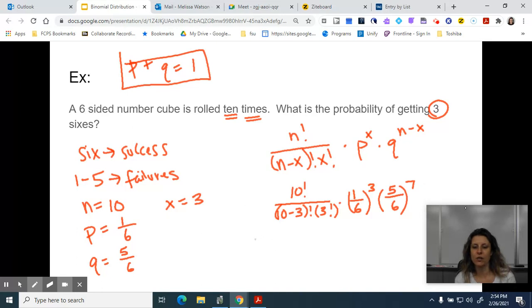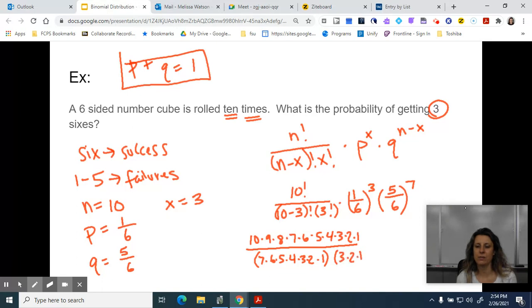Okay, if we go ahead and show the work here, 10 factorial, we're going to be multiplying those numbers all the way down to 1. Ten minus 3 factorial, that's 7 factorial. So then we're going to multiply 7 all the way down to 1. Times another 3 factorial. So that's 3 times 2 times 1. Okay, 1/6 to the 3rd, and then times 5/6 to the 7th.